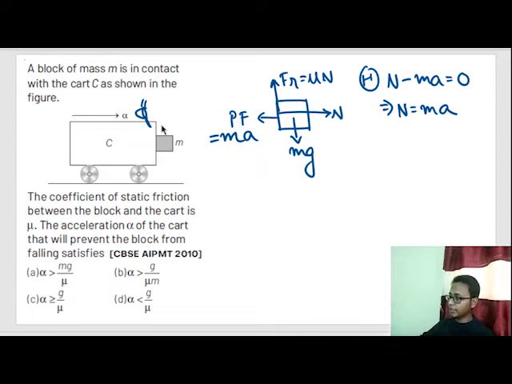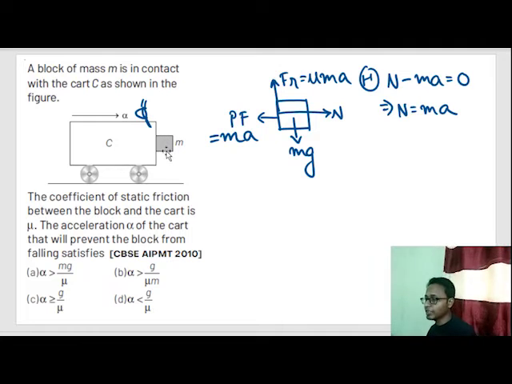Now can we substitute this N here? The maximum value of friction force is equal to mu ma. Maximum value of friction force becomes mu ma. So this is the acceleration the train needs to continue with so that this Peter Parker doesn't fall off. Okay, Peter Parker.